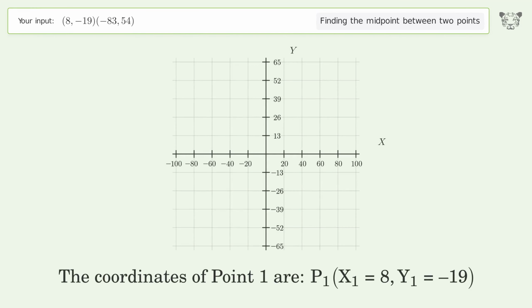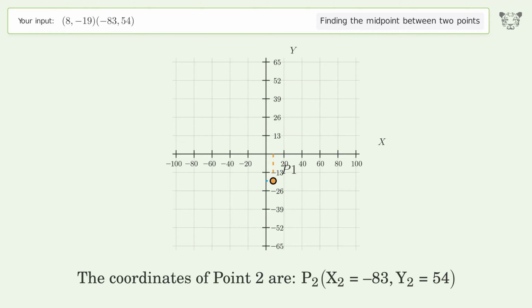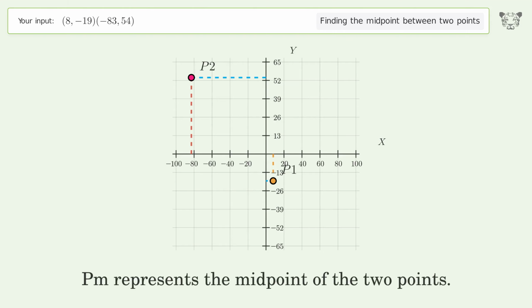The coordinates of point 1 are, x1 equals 8, y1 equals negative 19. The coordinates of point 2 are, x2 equals negative 83, y2 equals 54. PM represents the midpoint of the 2 points.